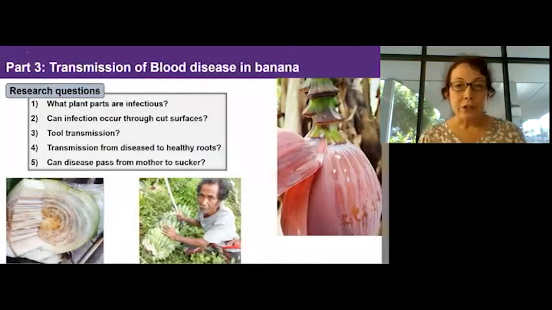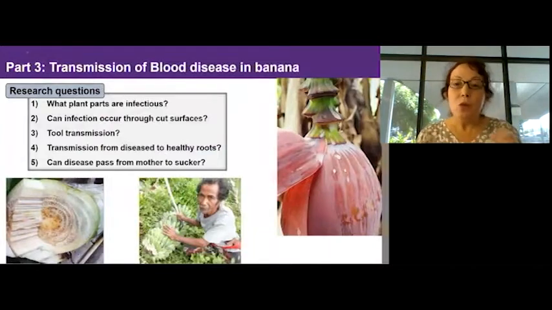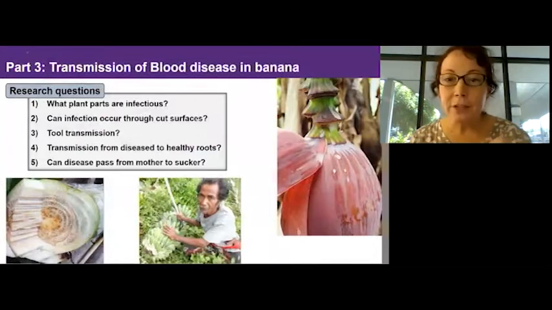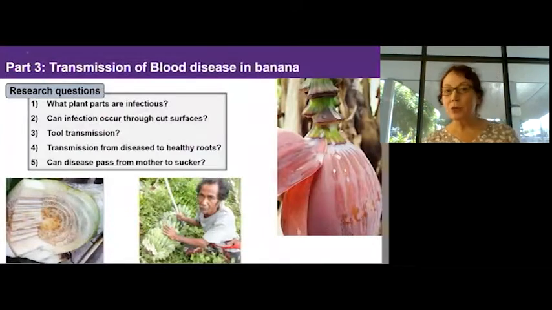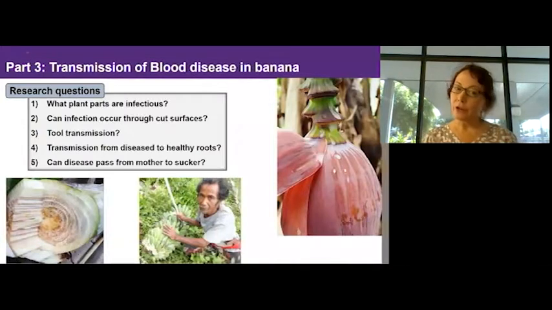So for this section of work, we explore transmission of blood disease in banana. We first need to determine which plant parts are actually infectious. That is, which plant parts produce sap and ooze that are capable of causing infections. Then we want to understand where the infection courts are and how transmission is actually occurring.